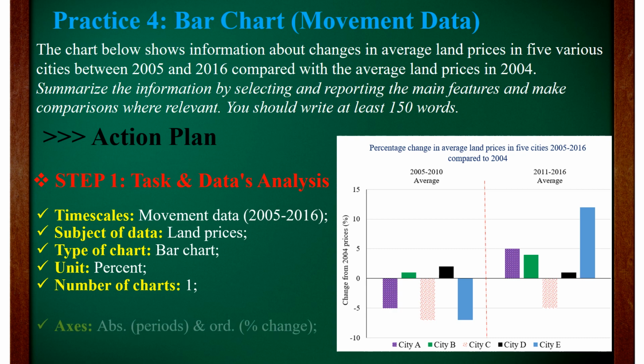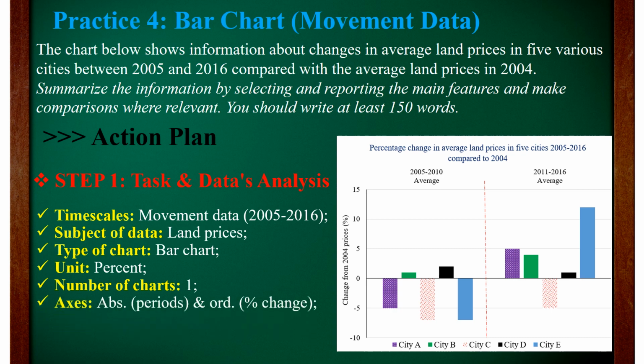Regarding axis, the horizontal axis represents periods, the ordinate or vertical axis represents percentage change. Lastly is the legend. There are 5 legends here, CTA to CTE. Alright, let's proceed to the next step.